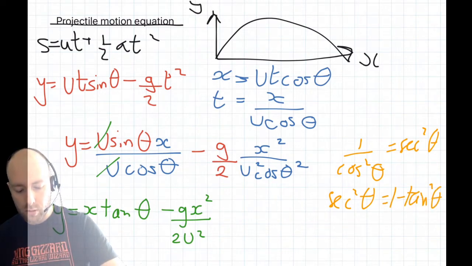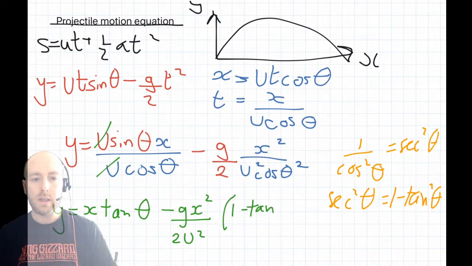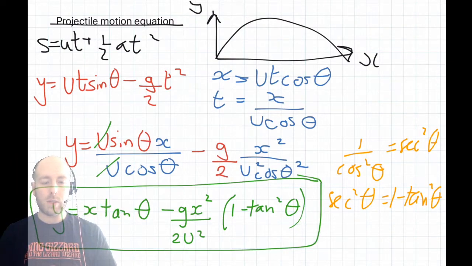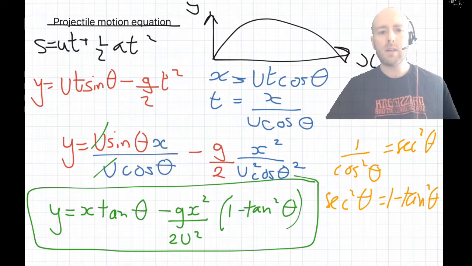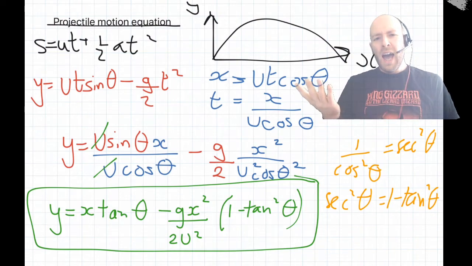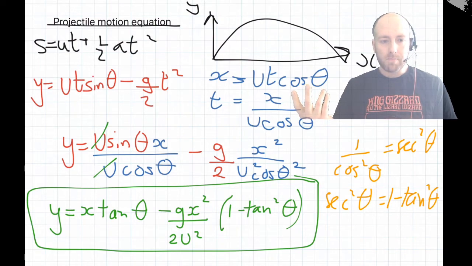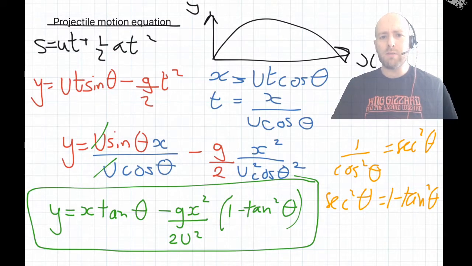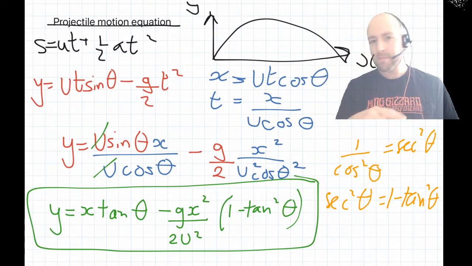So I can change over cos squared into 1 minus tan squared. And that is our projectile motion equation, which is pretty cool. If you know x, you can find y, providing you know the initial angle and initial speed. Or any other variable, a combination of those variables. So it's a good old equation. I wouldn't derive it every time, but if you have to derive it, it's good to use for the rest of the question.